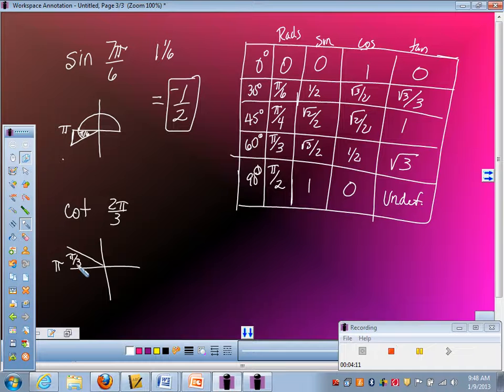So if I flip a square root of 3, I'm going to actually get technically 1 over square root of 3, but you'll have to rationalize that, and that will leave you with square root of 3 over 3.